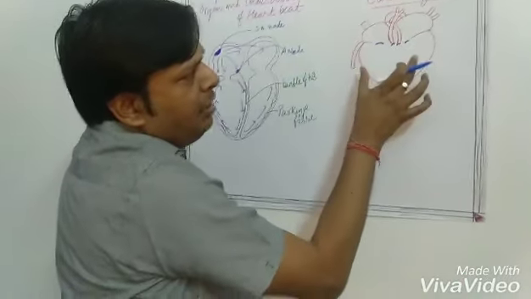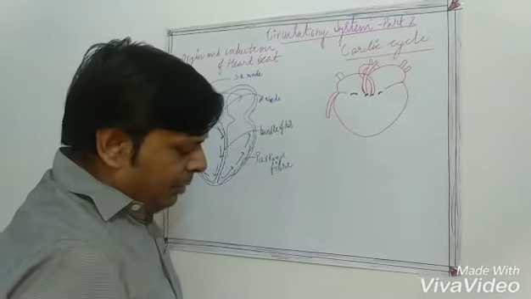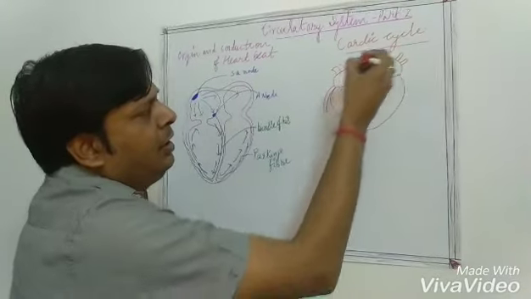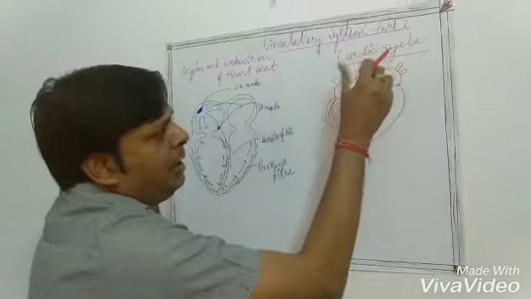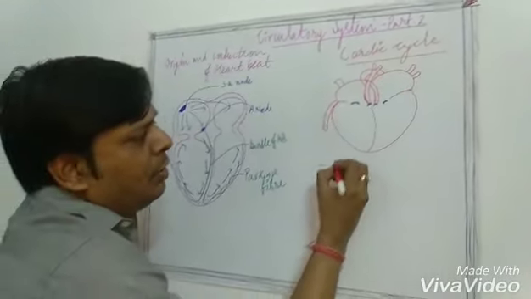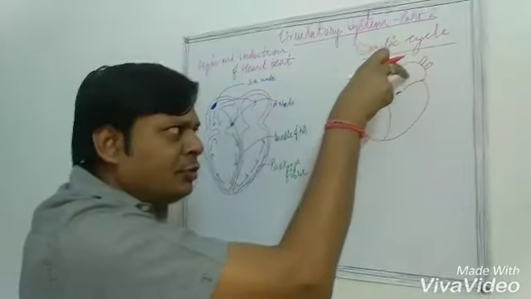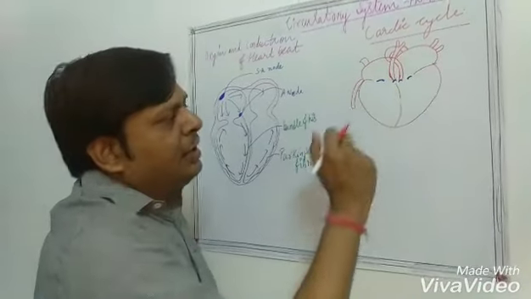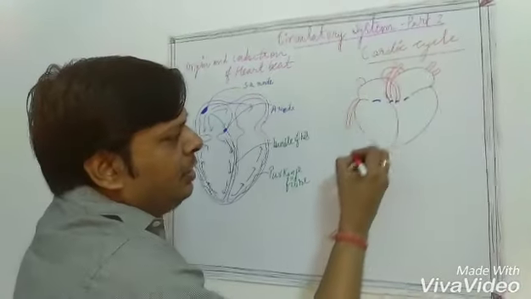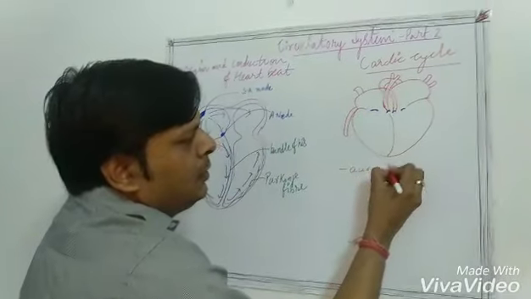Now in the cardiac cycle, one by one contraction and relaxation of the heart chambers occurs. The cardiac cycle generally begins with the contraction of the auricle. The contraction phase is known as systole and the relaxation phase in the cardiac cycle is known as diastole. So when the auricle contracts, it is known as auricular systole.